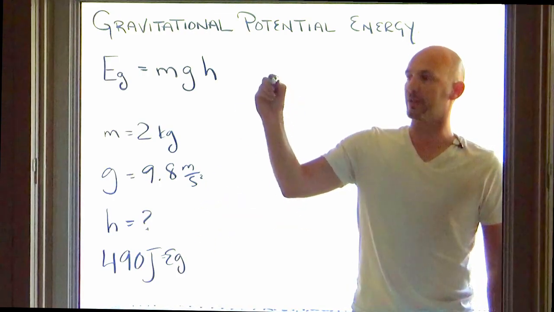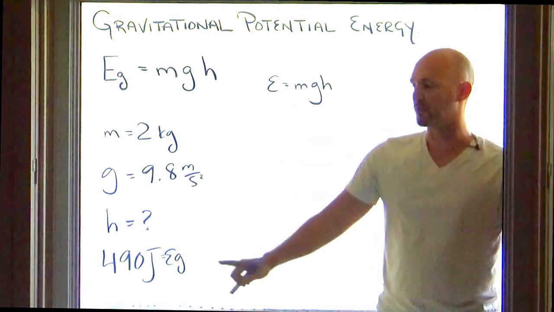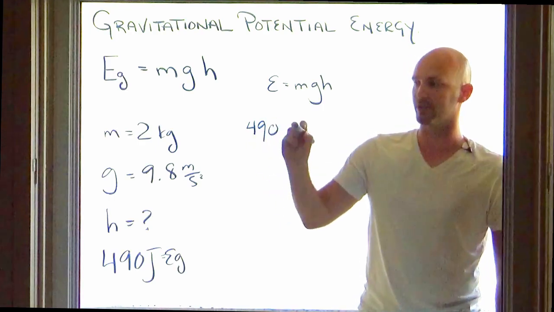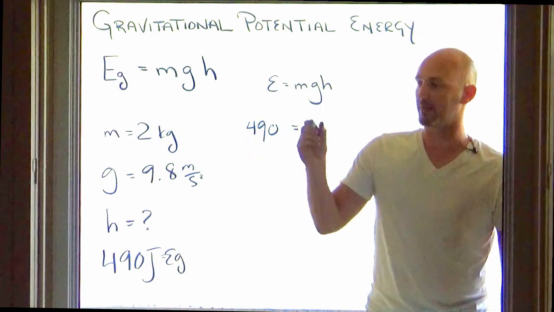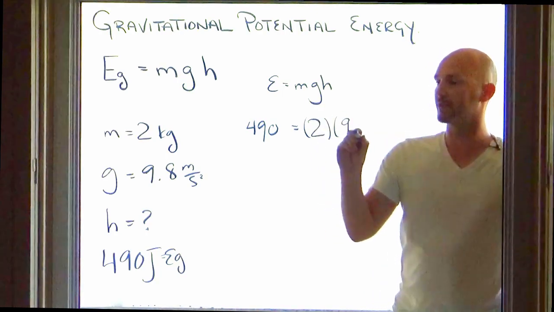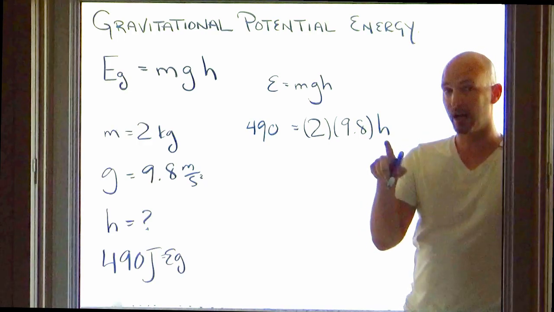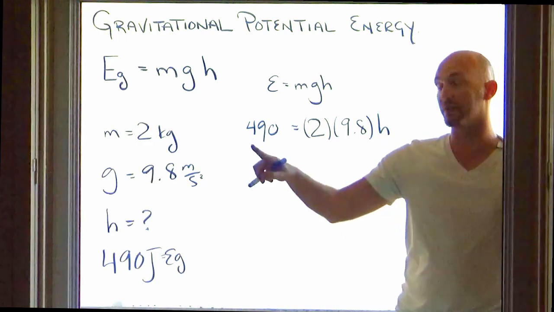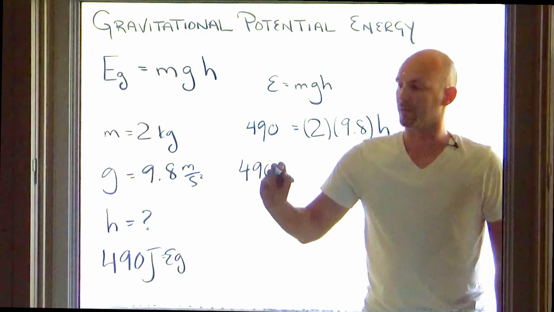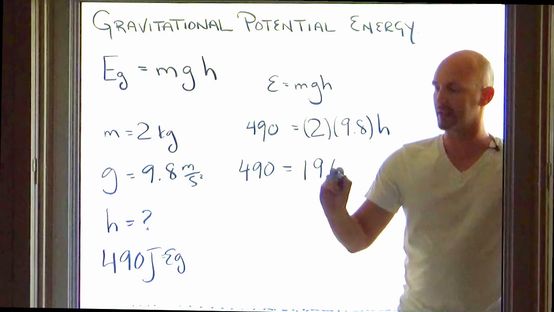So if we start with that equation, we pre-decided that we're starting with 490 joules worth of energy, and that your upstairs pumpkin has a mass of 2 kilograms. We are still on Earth, so 9.8, and we're trying to figure out how high we can throw that thing in the air with this particular amount of energy. So doing a little bit of arithmetic here, 2 times 9.8 is 19.6.